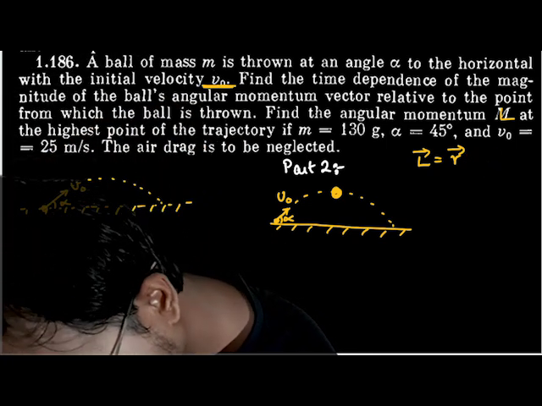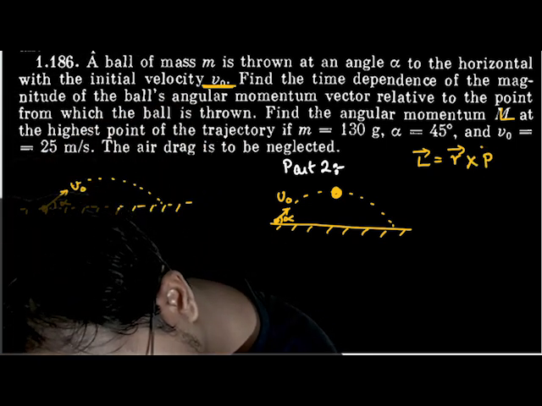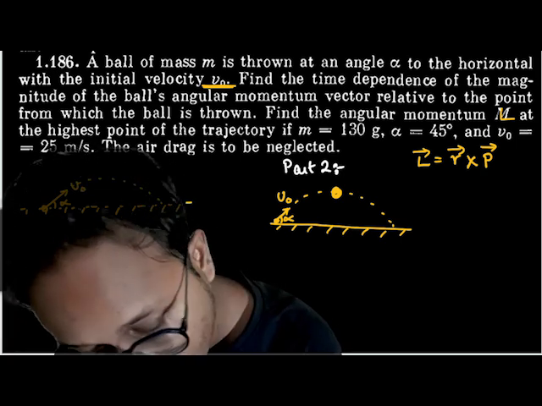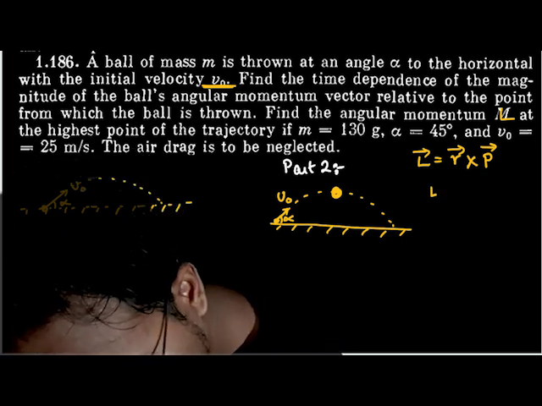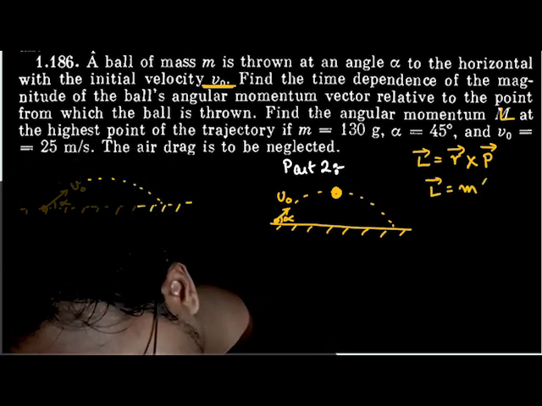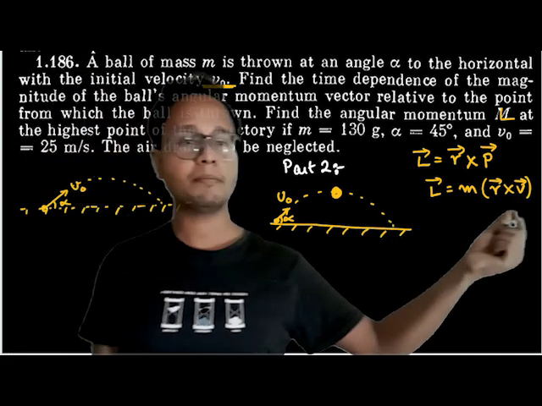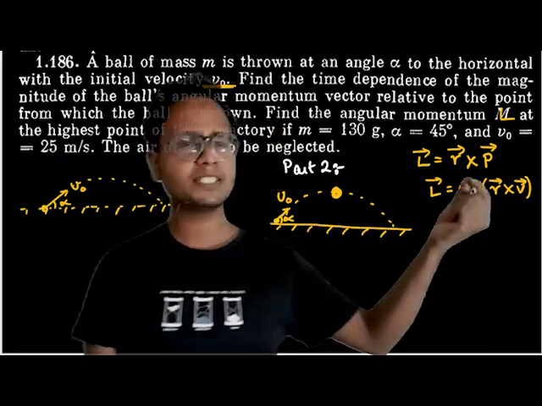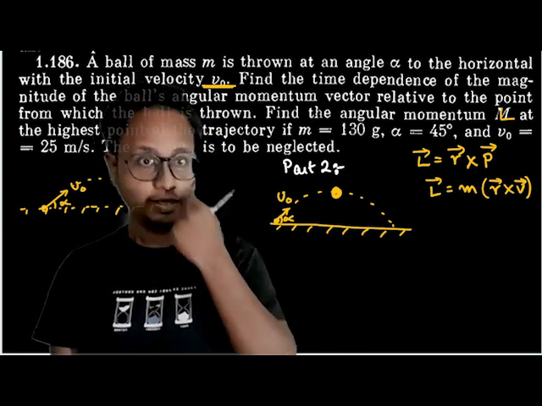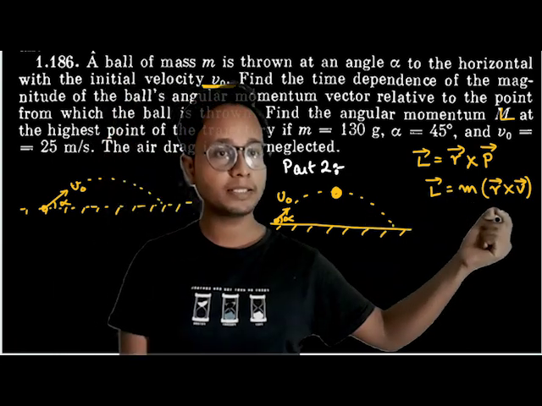L is equal to R cross P, where P is nothing but the linear momentum, and linear momentum is nothing but mass into velocity. So L can be written as mass into R cross V. Why? Because P is mass into velocity, and that mass I have taken outside. That's common, because mass is a scalar quantity, I can take it common. Now we need two terms. The first term is R, the second term is V.